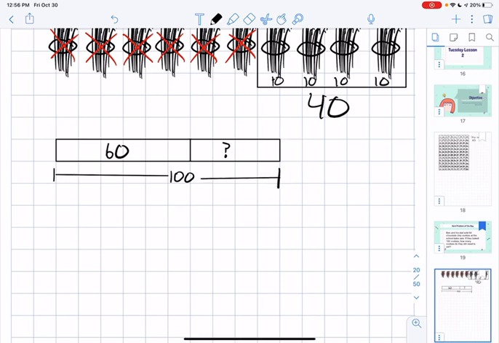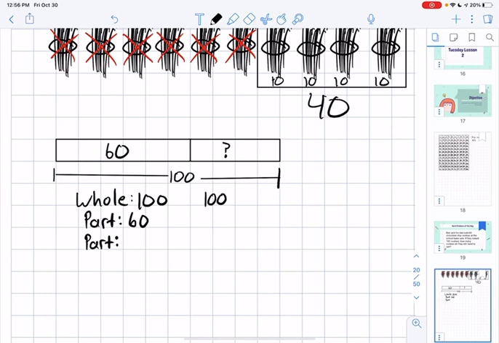So how can we solve a tape diagram like this? Well, I have a whole, which is 100. I have a part, which is 60. And I have an unknown part. So I could use subtraction. A whole minus a part equals a part.